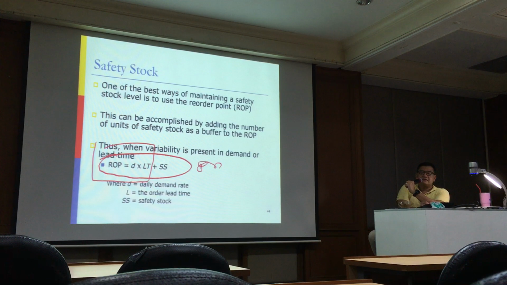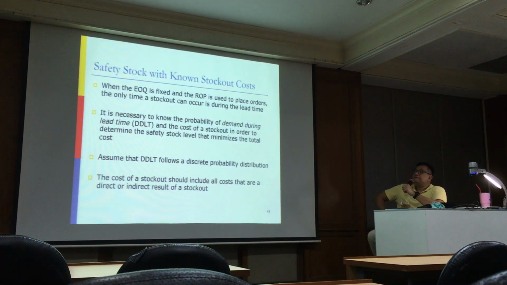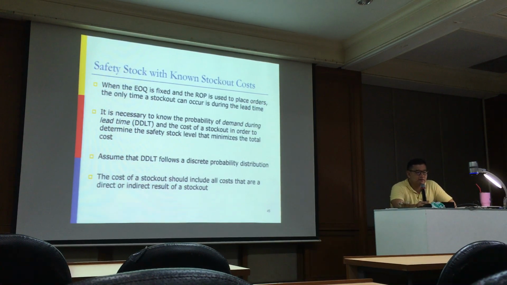But for this week, since the demand during the lead time may not be constant, we're going to have the problem of stock out cost. So we can add in one term, and this term we call safety stock. But the way that we solve for the safety stock is not that easy because there are conditions: whether we know the stock out cost or we don't know the stock out cost. Let's start with the first one, the safety stock with known stock out cost.